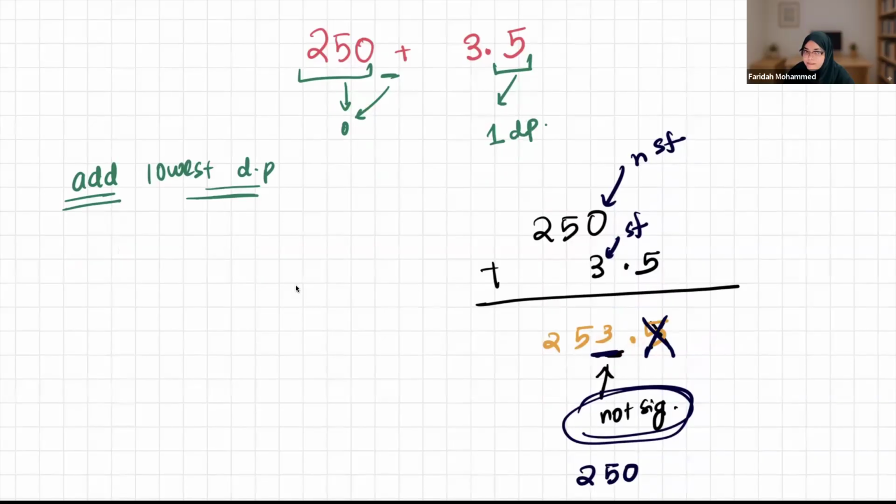Okay? So you have to pay a little bit more attention, not just on the decimal place, but also whether the last digit of the one with no decimal place is significant or not. Okay? And then you have to do this type of addition or subtraction. Okay, try this one.